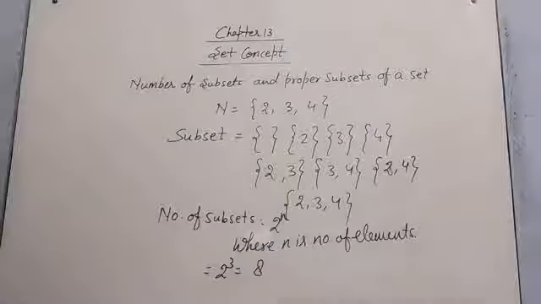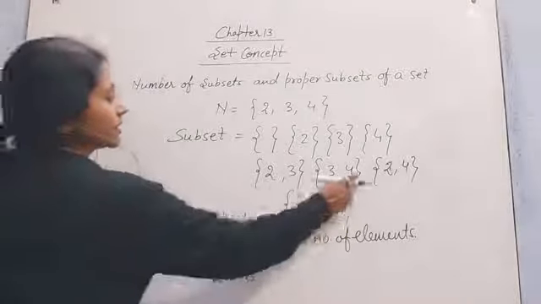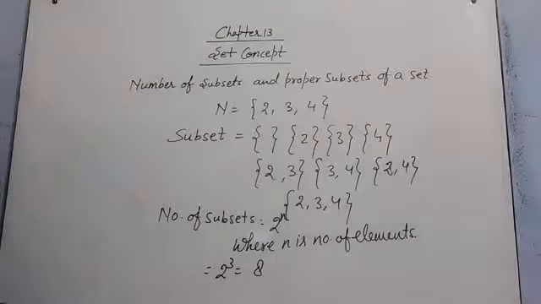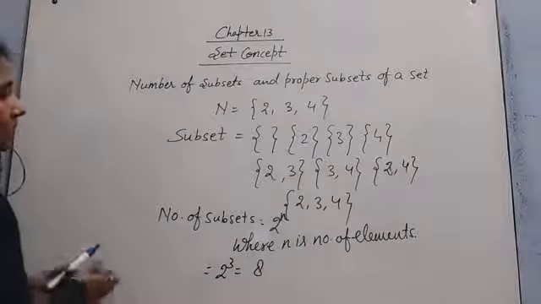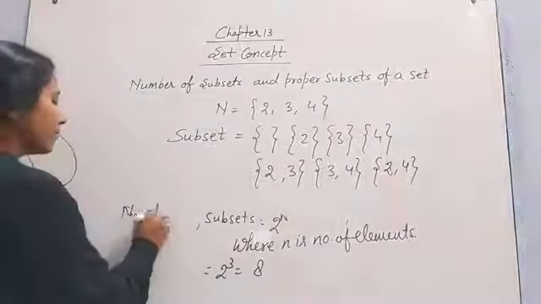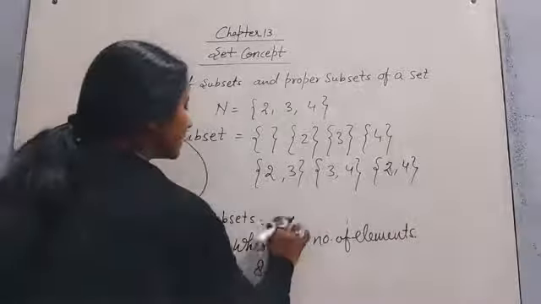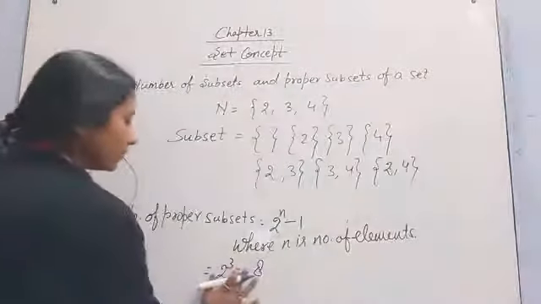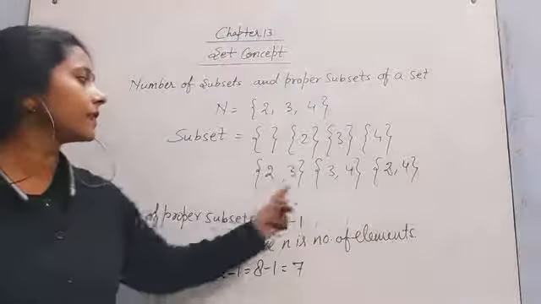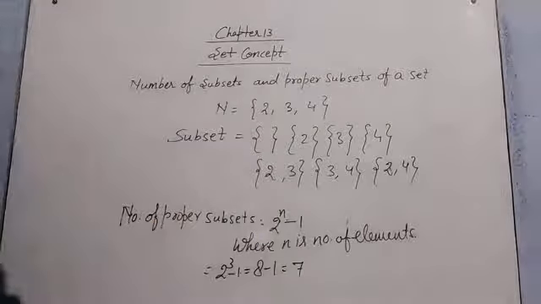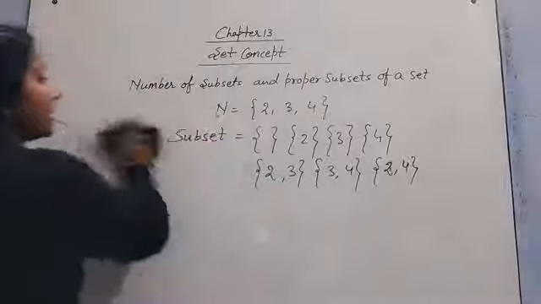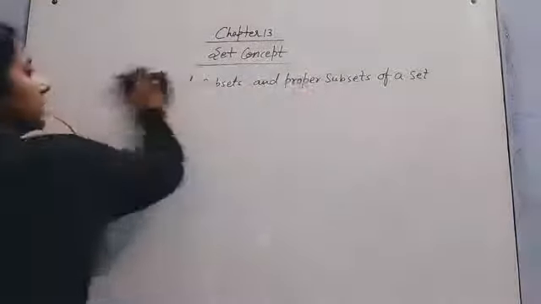And how many proper subsets are there? A proper subset is one in which this one will not be there, because {2, 3, 4} is the superset also. A set is a subset of itself, but it is not a proper subset. Now what is the formula of proper subsets? If we erase this one, then the number of proper subsets is 2 to the power n minus 1. So 2 to the power 3 minus 1 equals 8 minus 1 equals 7. So 7 proper subsets are there. You can count 1, 2, 3, 4, 5, 6, 7. So the number of subsets is 2 to the power n, and the number of proper subsets is 2 to the power n minus 1.